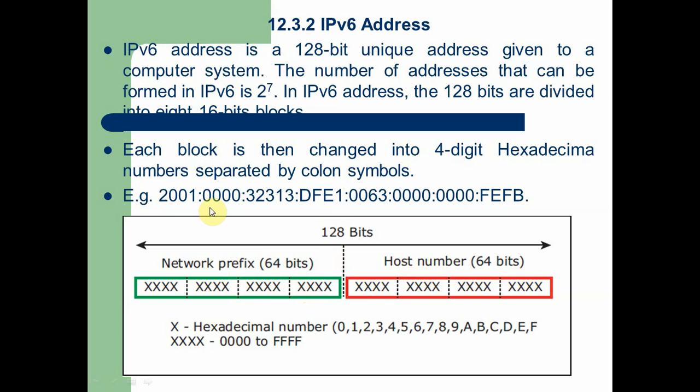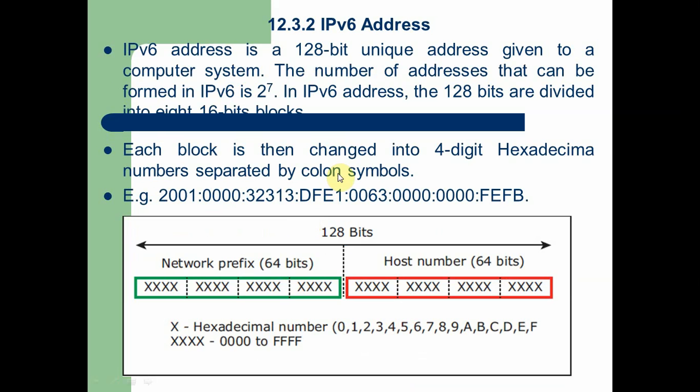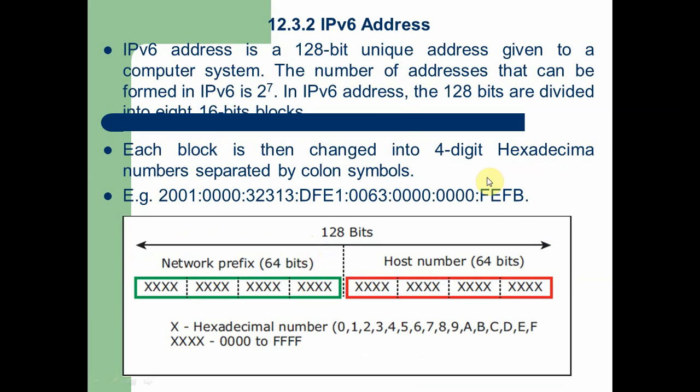In IPv4 we use decimal numbers, but in IPv6 we use the hexadecimal number system. In the same way, in IPv4 we use dots for separating the blocks, whereas in IPv6 we use a colon for separating each block. So 2001 is one block, 00 is another block, and in the same way 32313 is another block. Each block is in hexadecimal form, and every block is separated by a colon in IPv6.